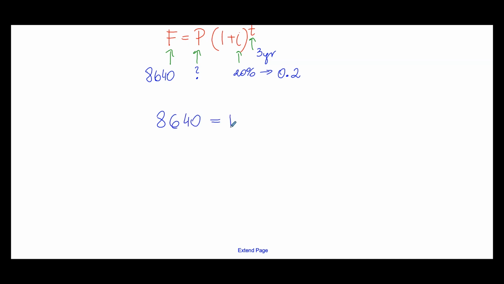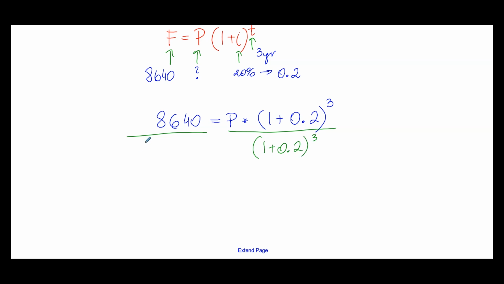8,640 equals P, which I don't know, and then I have 1 plus the interest rate, which is 20%, so 0.2. And then the time is 3 years, so power of 3. Now, I want P, not P multiplied by some bracket. So how do I eliminate that bracket? I divide both sides of the equation.